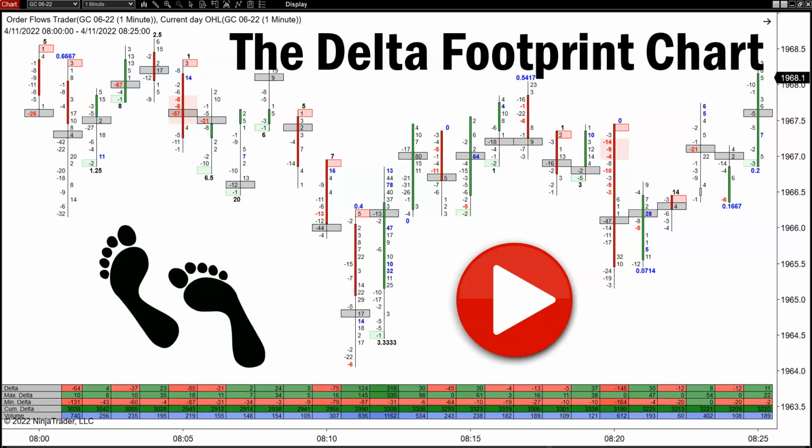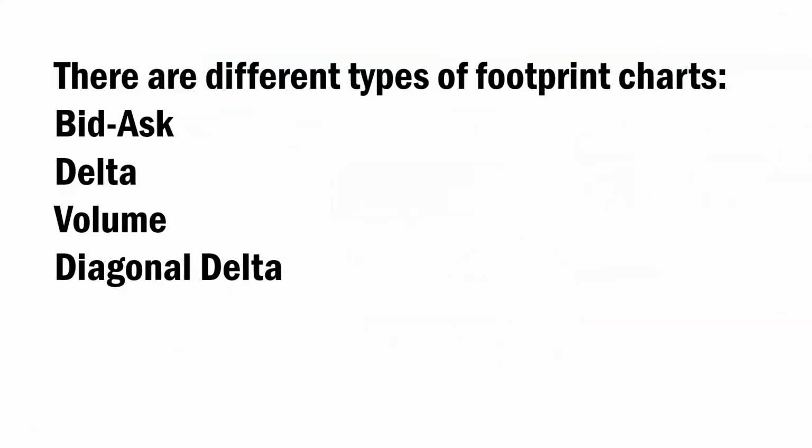Now, most of you are already familiar with what a footprint chart is when it comes to trading order flow, but there's actually several different types of footprint charts available that you as a trader can use. There's the most common one, which is the bid-ask footprint chart, which is the one that shows the volume traded on the bid and the volume traded on the offer.